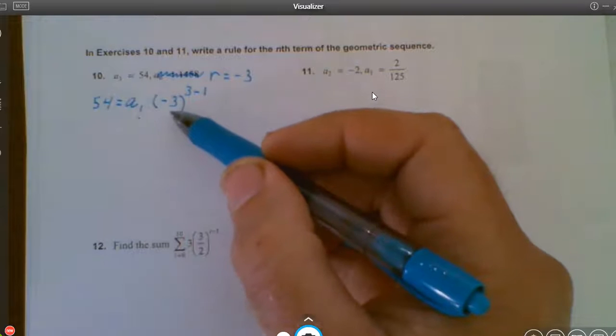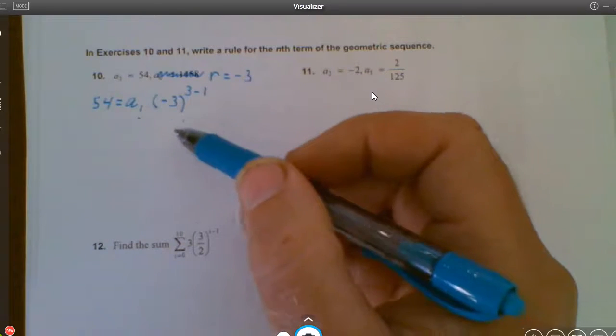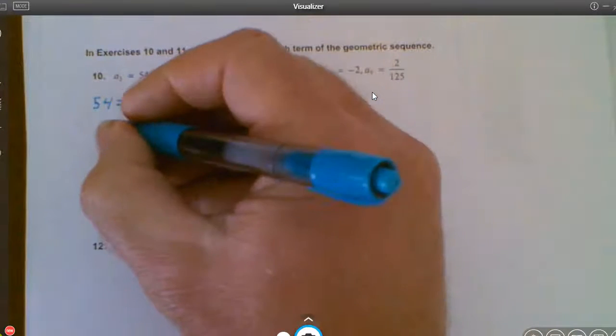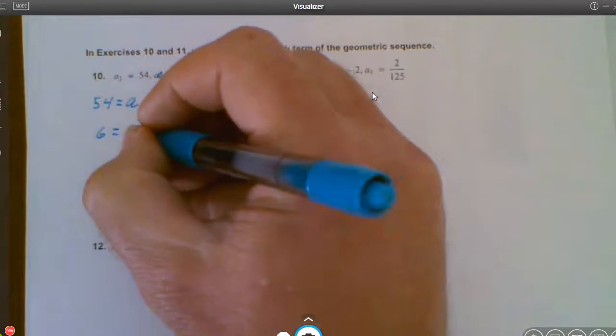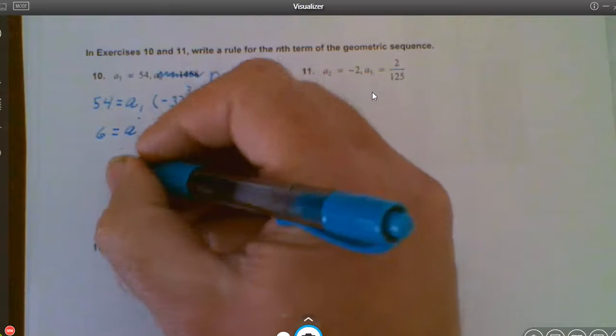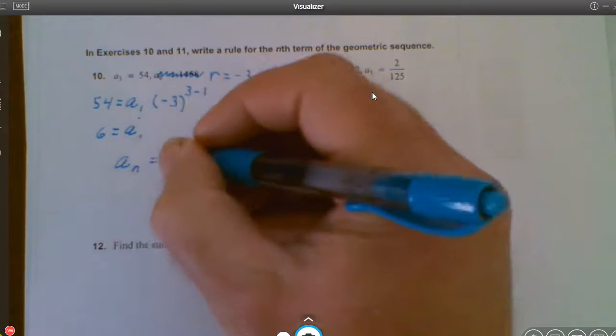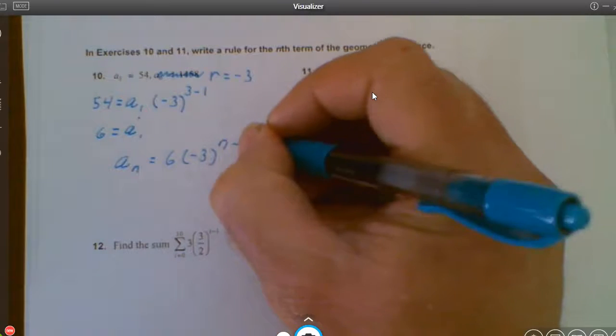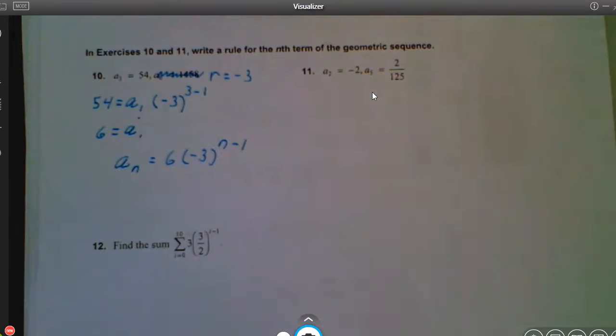So we're going to say negative 3 to the 2nd power is 9. I'm going to divide that 9 over to the other side and figure out that 6 is my first term of the sequence. Now I can write the rule and say a of n equals 6 times r to the n minus 1 power, and that would be it. That would be our rule.